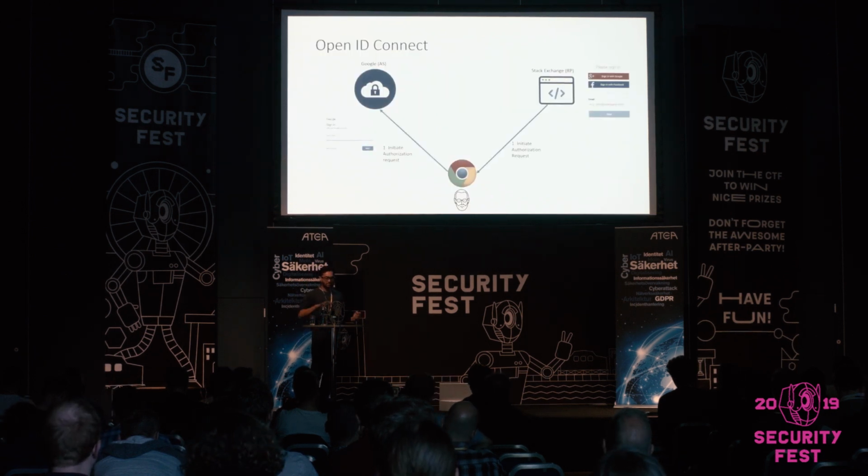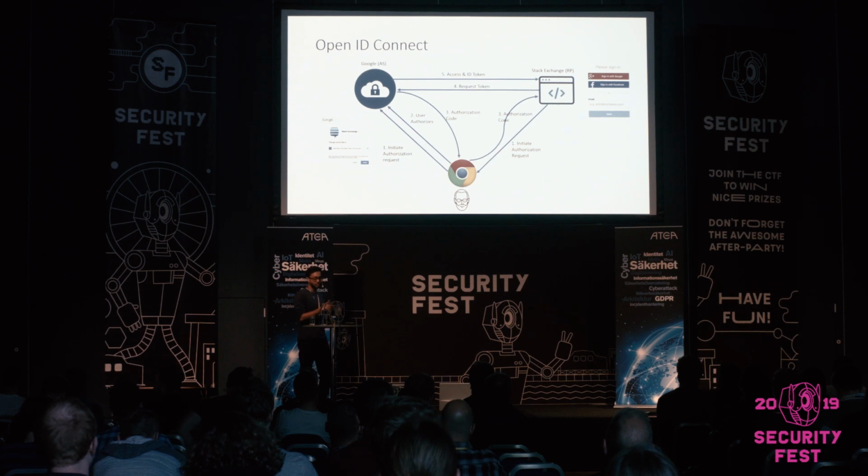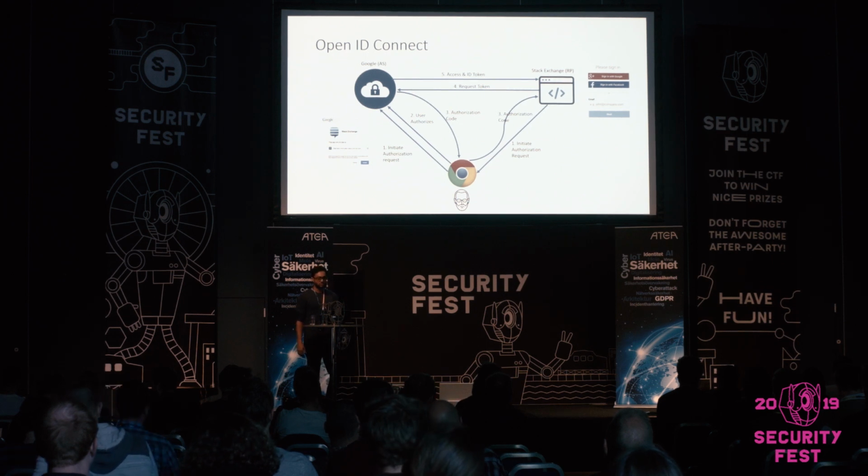So the flow entirely remains the same. The only difference comes into the last step, where you get an access token. And in addition to an access token, you also get the identity token. Now, this identity token is consumed by the relying party, and it is not sent to the resource server.